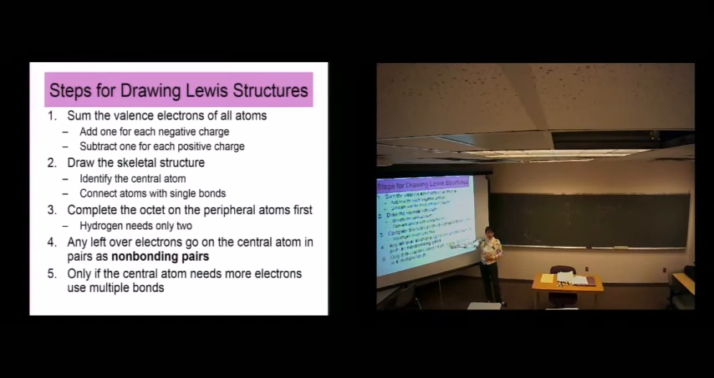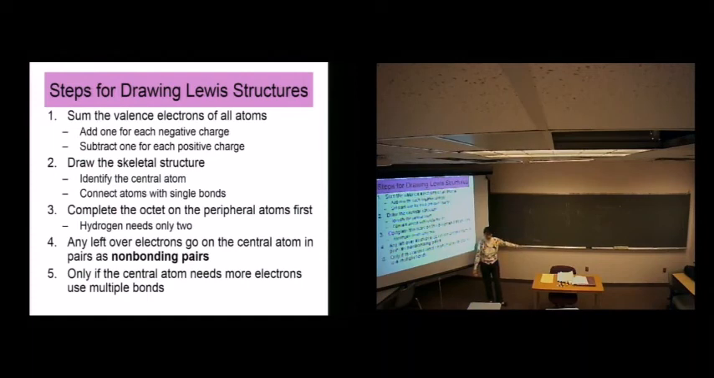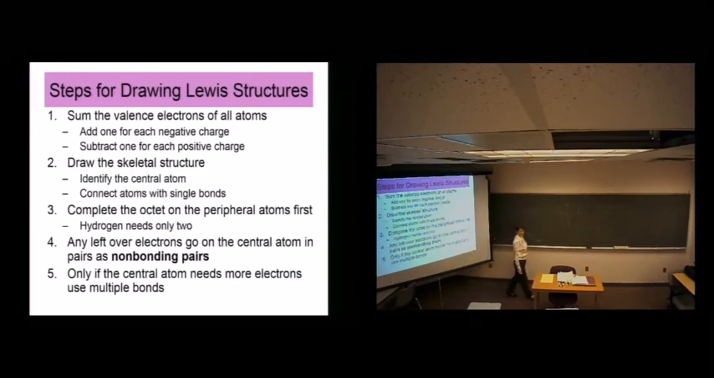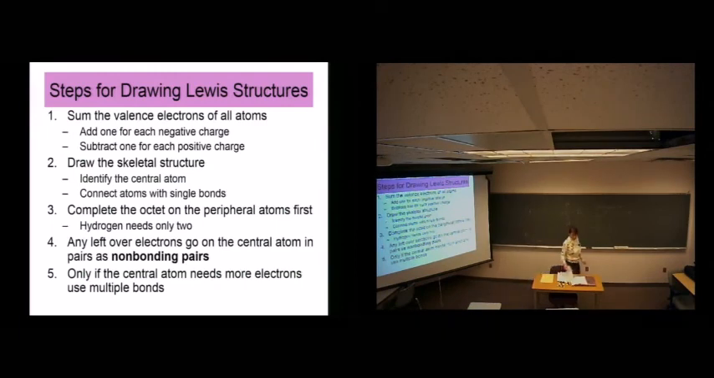Don't try to do this first. This is the last thing you do. You don't do multiple bonds until you get to 0 left over. So don't try to do bonds earlier. It's the last thing you do. We'll talk about that in a minute. So that's how we draw our Lewis structures. All right, make sense? So we got that?